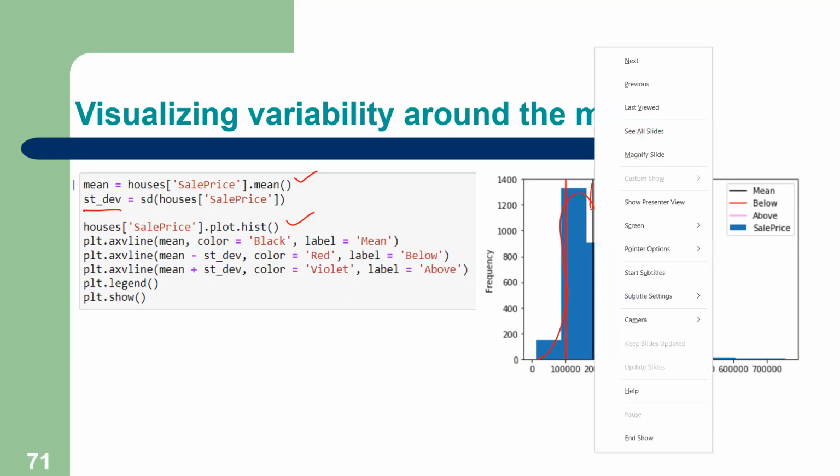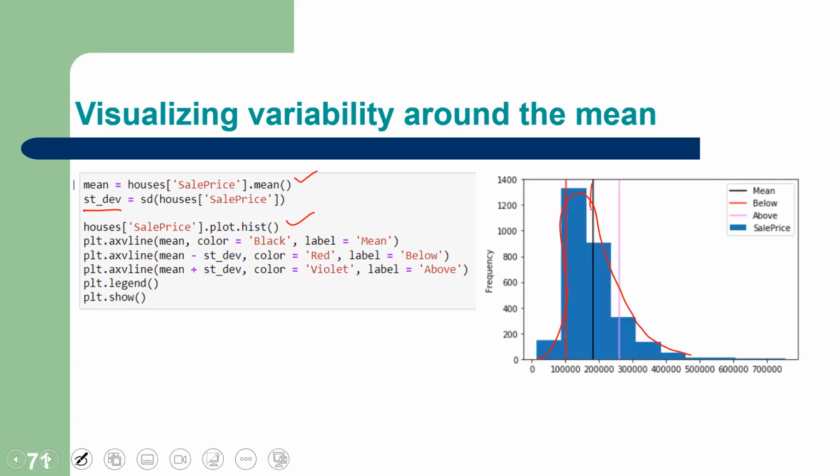The black color indicates the mean, and the red and the violet lines are mean minus standard deviation and mean plus standard deviation. So this distance we call 1 SD. This distance is called one standard deviation, and this is actually my range. Within this one standard deviation, this is how my data will look.